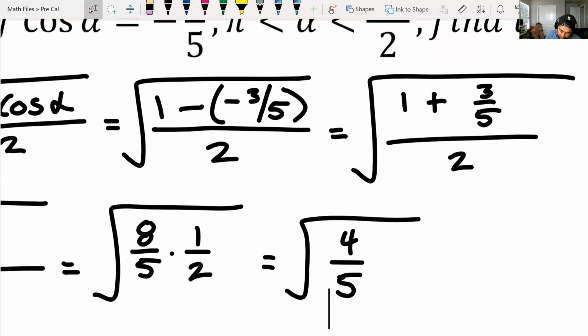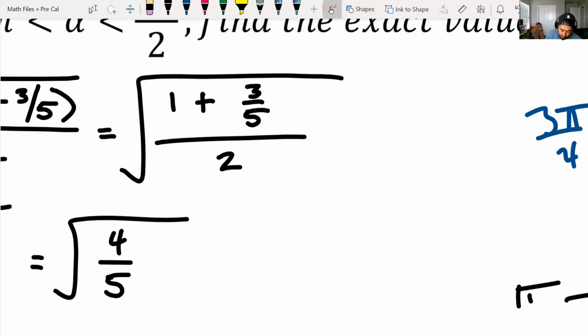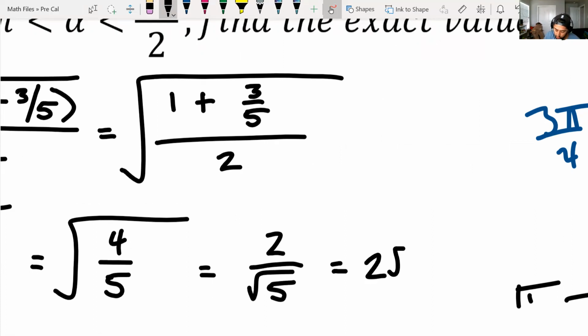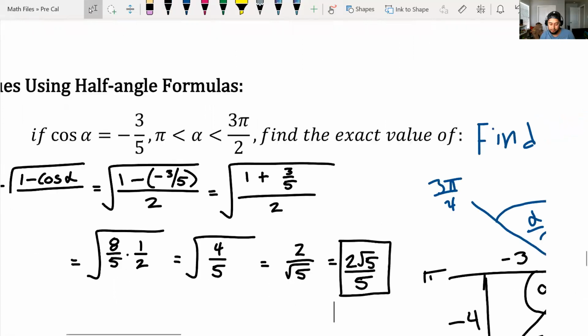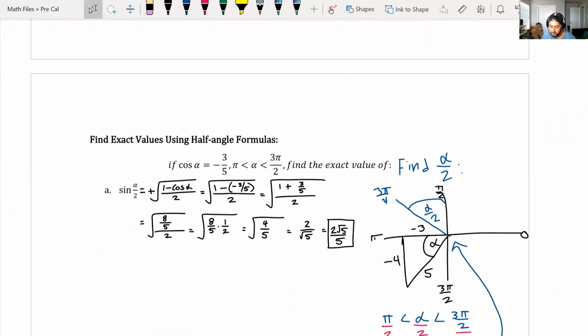Yeah, we're good. Which becomes 2 over square root 5. But can we leave it like that? No. So our final answer is 2 root 5 over 5. There you go. That's how you work it.